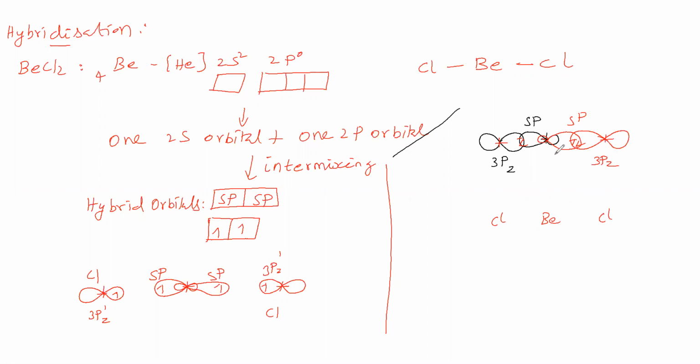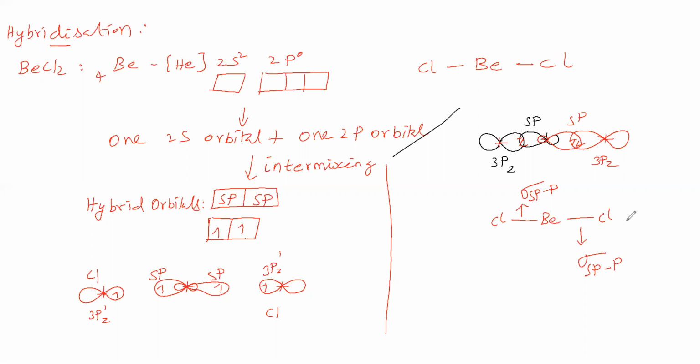This beryllium sp orbital and chlorine 3pz orbital overlap to give a sigma bond. In this sigma bond formation, the beryllium sp orbital and chlorine p orbital overlapped. Then on this side, this sp orbital and this 3pz orbital overlap to give a sigma bond. This sigma bond is formed by overlapping of the beryllium sp orbital and the p orbital of chlorine.